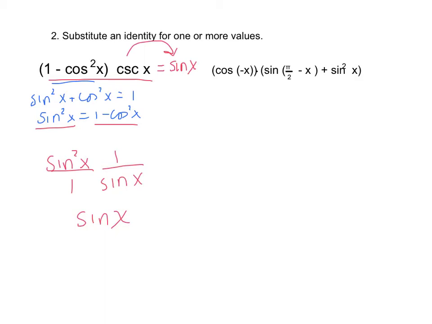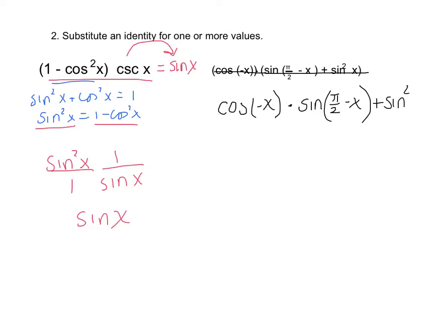Okay, this mess over here is what I tried to type out onto here, and it did not come out the way I wanted it to. So I'm going to rewrite this. I hope you don't mind. This is the cosine of negative x times the sine of pi over 2 minus x, and then plus sine squared x. This is what I want it to say. I don't know what it says up there, but this is what I want it to say.